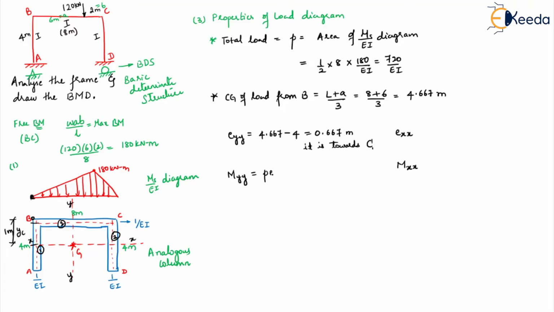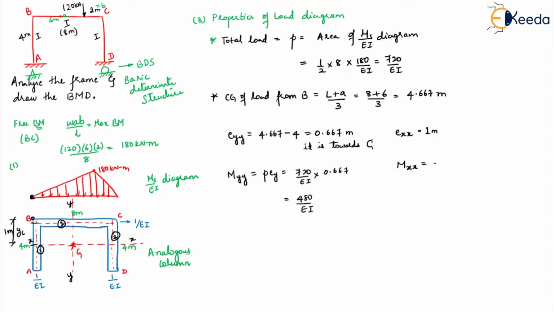So based on this, what is your MY? MY will be load into your eccentricity. So what is the load? 720 by EI into the eccentricity 0.667. So this will come up to 480 by EI. Similarly, EXX will be directly 1 meter. So we don't have to do anything, whatever YC we have got, that is your EXX.